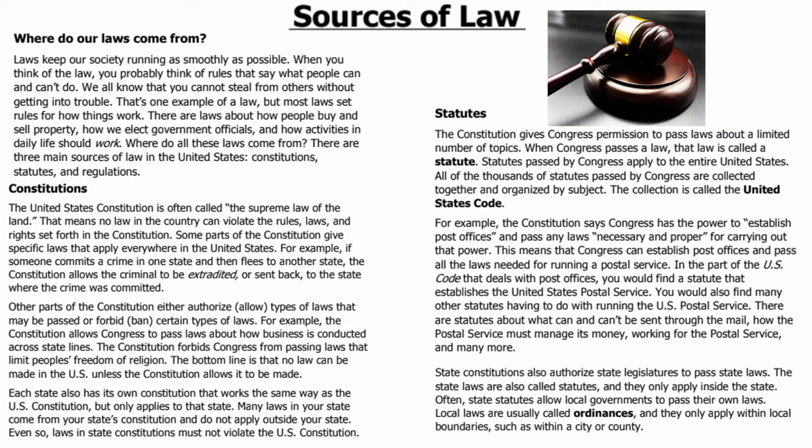State constitutions also authorize state legislatures to pass laws. The state laws are also called statutes, and they only apply inside the state. Often, state statutes allow local governments to pass their own laws. Local laws are usually called ordinances, and they only apply within local boundaries, such as within a city or county.